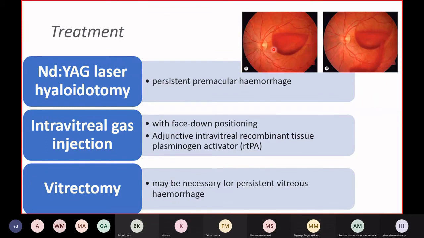We may add tissue plasminogen activator to help lyse this blood and to displace it easier. Or we may need to do vitrectomy in some cases.